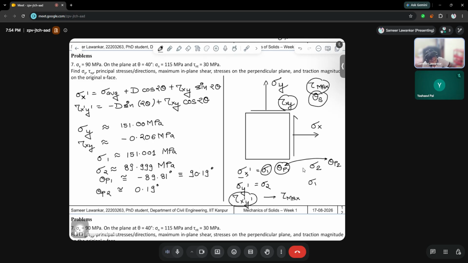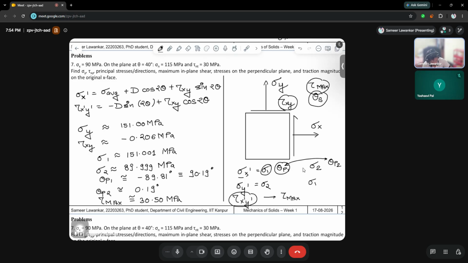What is more asked up here? Maximum in-plane shear stress. Okay, so maximum in-plane shear stress is tau max. Tau max is, we know, nothing but equal to r. The r value is approximately equal to 30.50 MPa.